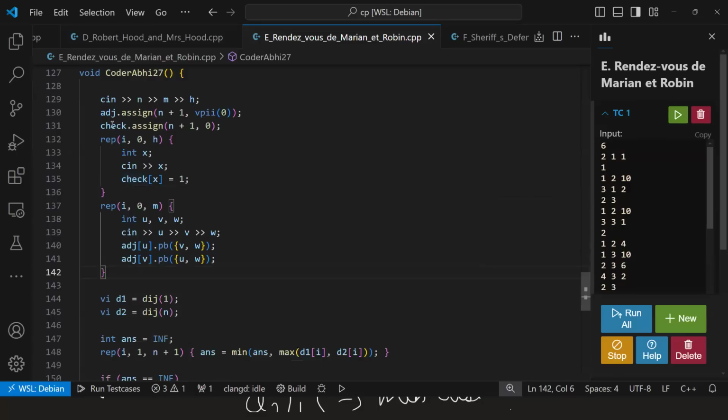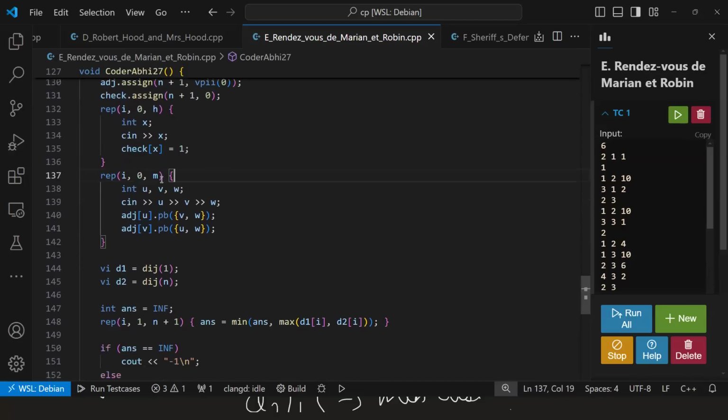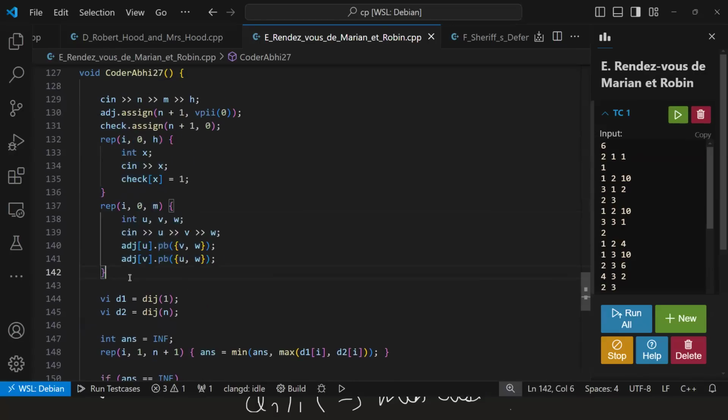And here, to store whether a node contains a horse or not, I am using this check vector. Initially, I'm taking it at 0, nobody contains a horse, and then h inputs, all those that contain a horse, I'm doing check x equal to 1. So through this, I have assigned this check variable as whether it contains a horse or not. So check i would be 1 if it contains a horse, otherwise it would be 0. So this I would use in my Dijkstra function. Okay, so this input part is done.